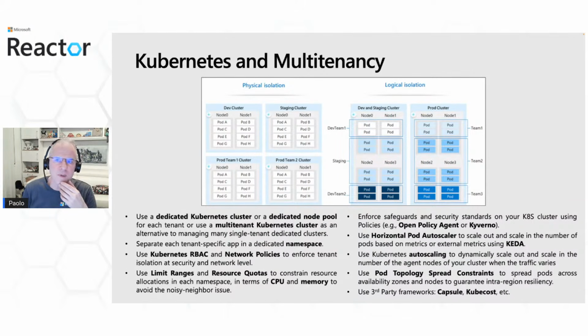Capsule, for example, provides the ability to create a so-called custom resource definition that is called, guess what, tenant. So you can associate multiple namespaces to a single tenant. And it's a way to logically divide a shared cluster across multiple tenants. Kubecost is another interesting solution that you can use to break up the cost across different namespaces. And so this way you can charge back costs of a shared cluster to each tenant based on their actual consumption.